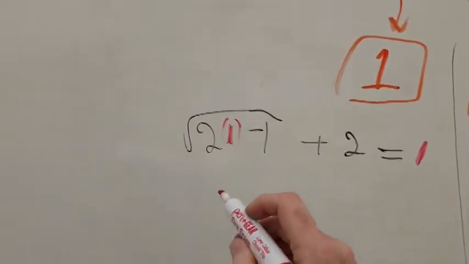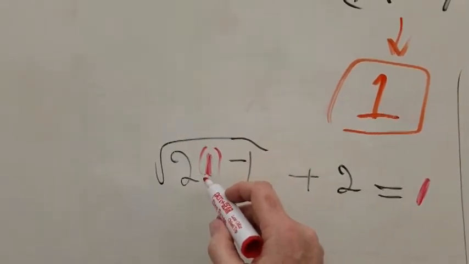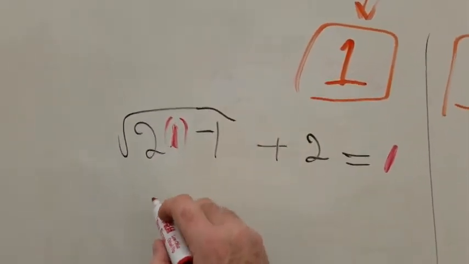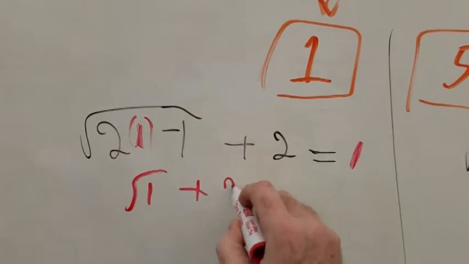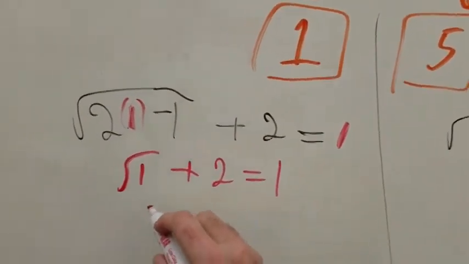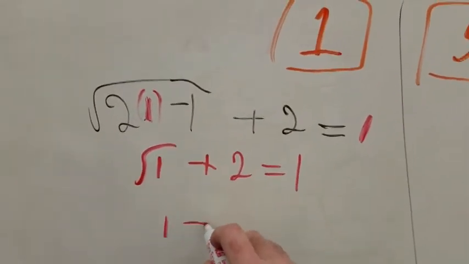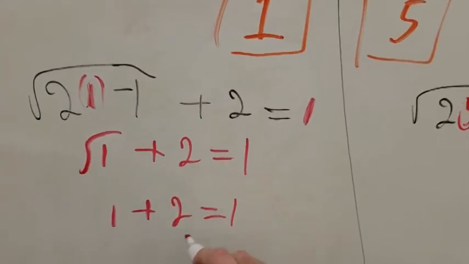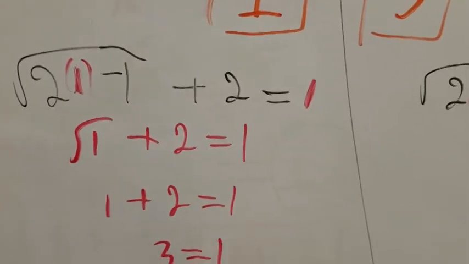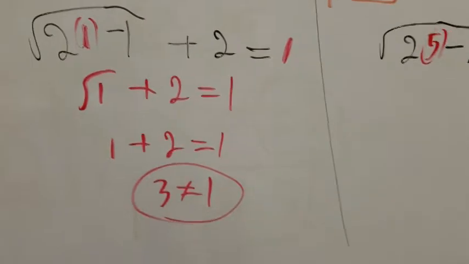So over here I've got 2 times 1 is 2. 2 minus 1 is 1. Square root of 1 plus 2 equals 1. Well, the square root of 1 is just 1. 1 plus 2 equals 1. Well, this is 3 equals 1. Well, that's not right. That doesn't work.